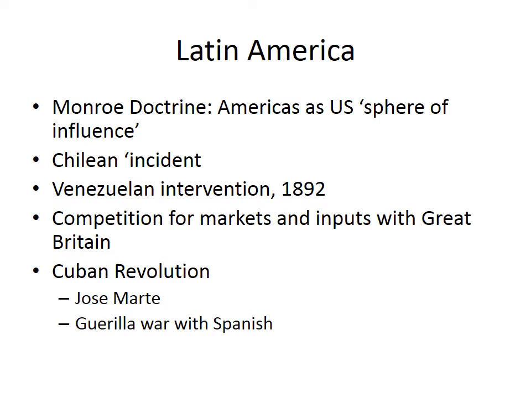The Chilean incident refers to an incident in which two U.S. sailors were killed. There was a U.S. ship docked in Santiago, Chile, and two U.S. sailors were killed, and the U.S. threatened military invasion as a result of it, and the Chilean government had to pay them an indemnity.